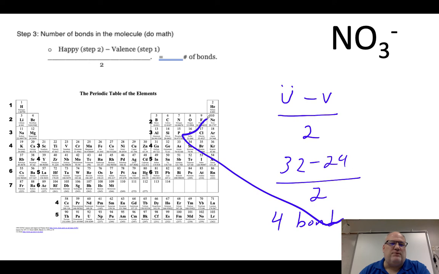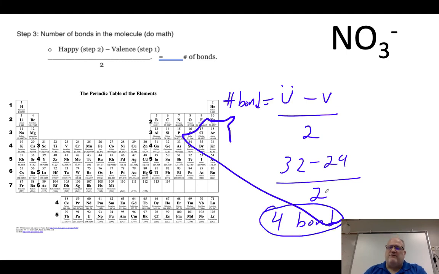This is the most important thing here because we want to know the number of bonds, and the number of bonds is equal to our happy minus valence divided by 2. And that tells us that we need to have 4 bonds in our final structure, and that is enormous. So what do we do next?